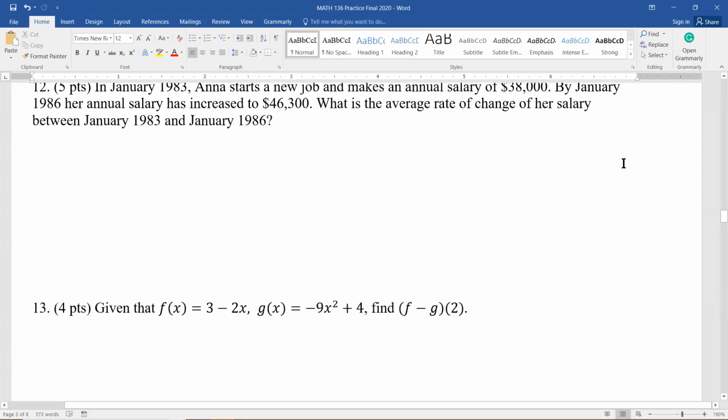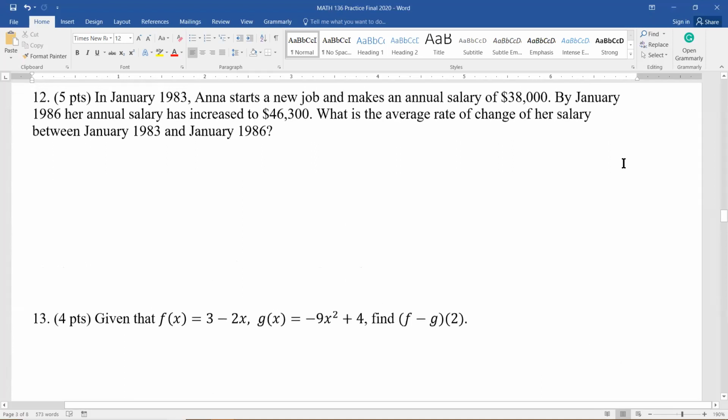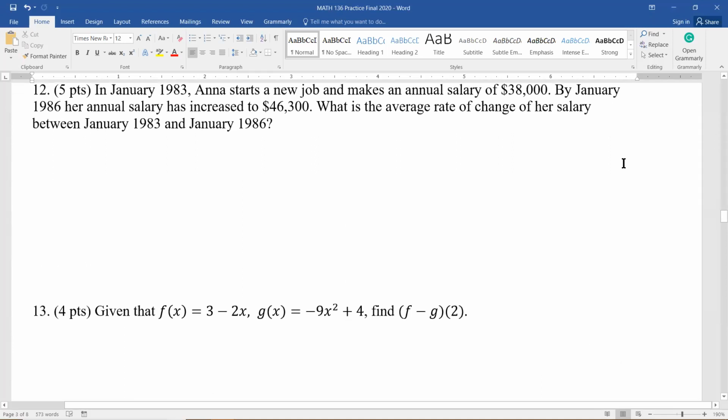Question number 12, in January 1983, Anna starts a new job making a salary of $38,000. By January of 1986, her salary has increased to $46,300. What is the average rate of change in her salary between January of 1983 and January of 1986?